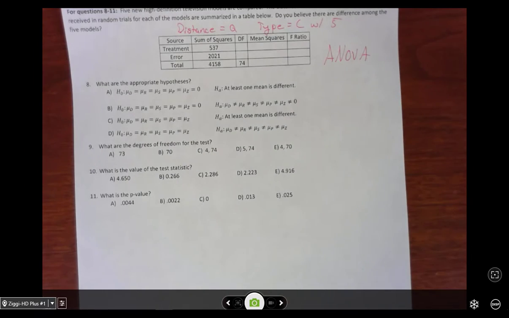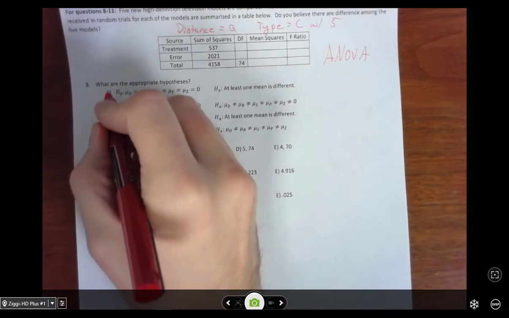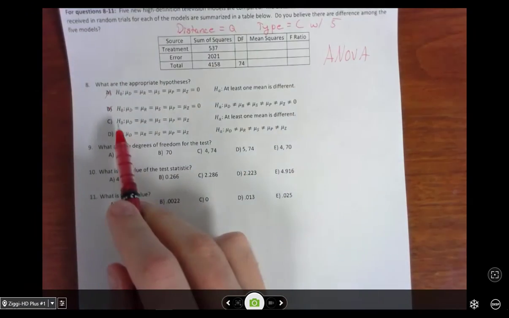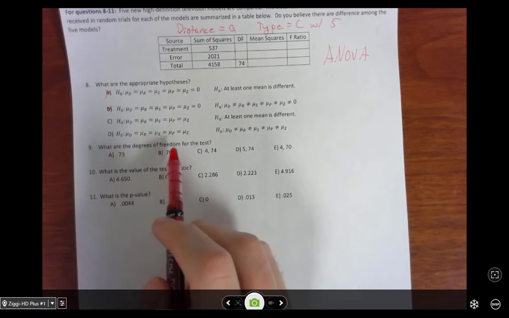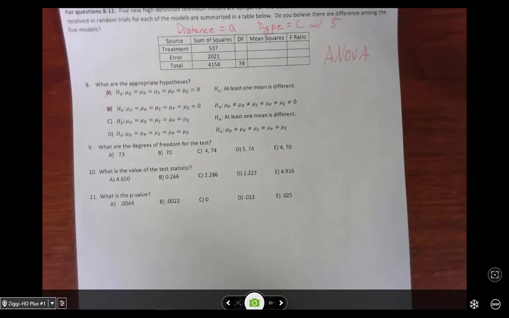For an ANOVA, we always assume under the null that the 5 means are the same. Not necessarily that they're 0, just that they're all the same. That eliminates A and B, because the null hypothesis for C and D says the 5 are all the same. The alternative hypothesis says at least one of them is different. Not all of them are different.